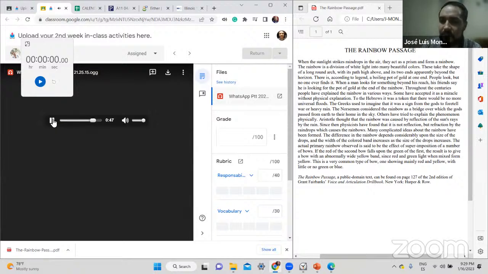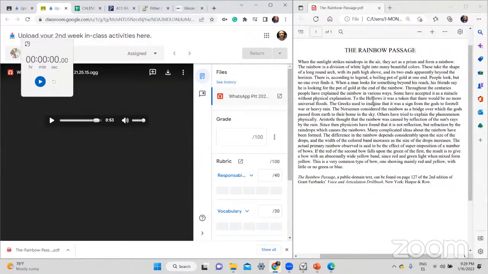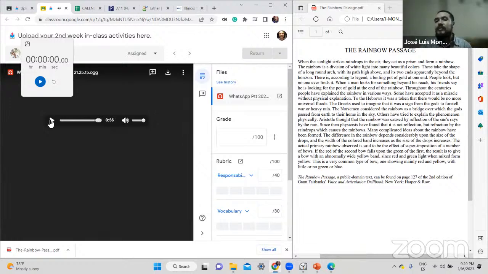Some have accepted it as a miracle without physical explanation. To the Hebrews, it was a token that there will be no more universal floods. This is going to be like Hebrews. And floods, right? This is one of the exceptions. And universal floods. Good. I believe that it's good.